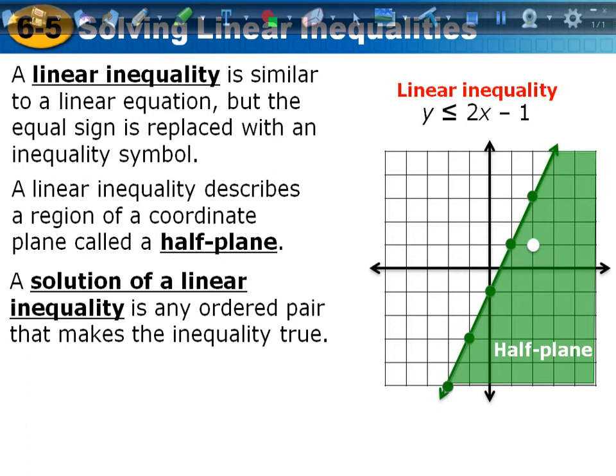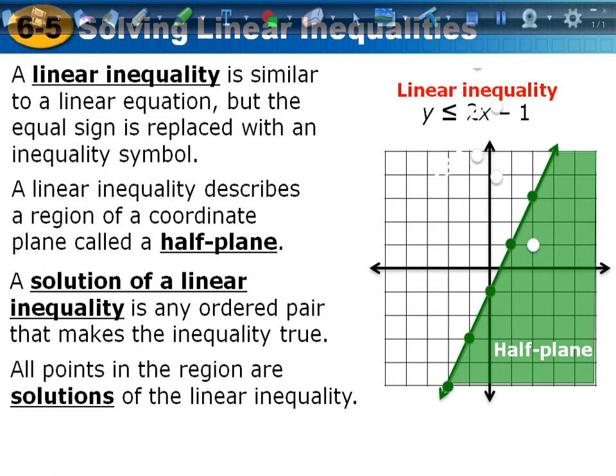A solution of a linear inequality is any ordered pair that makes the inequality true. So that would be any ordered pair in this shaded region right here. So I could pick this point, the point right here, the point right here. Any point in the shaded region would be a solution to that linear inequality. All points in the region are solutions of the linear inequality. That's what we just talked about.